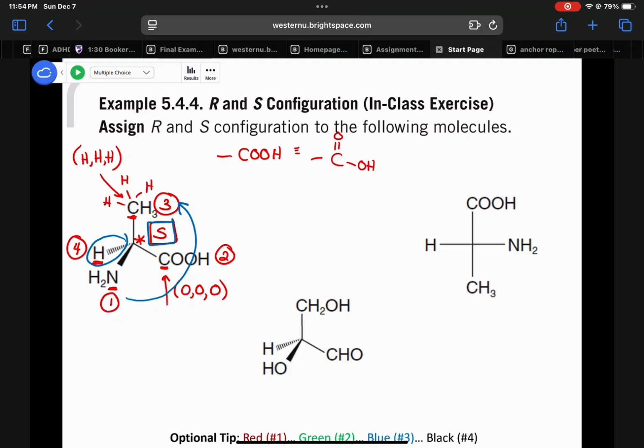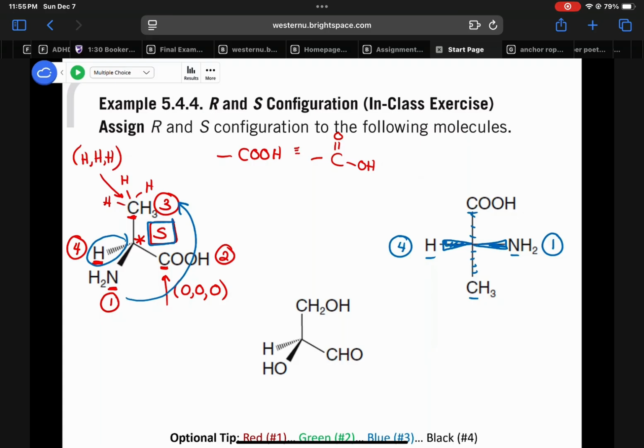Okay, let's do the Fisher projection one now. So first off, I see two intersecting lines with no wedges or dashes, which can make it more difficult to interpret. But we know the horizontal ones are always coming out to give us a hug. So you can go ahead and draw those wedges in if that's helpful. Then we're going to go ahead and assign priorities. I have nitrogen, carbon, carbon, and hydrogen. Nitrogen has the highest atomic number, hydrogen the lowest.